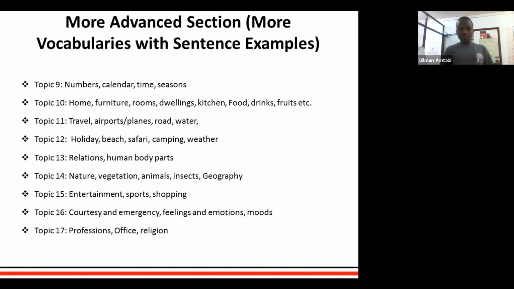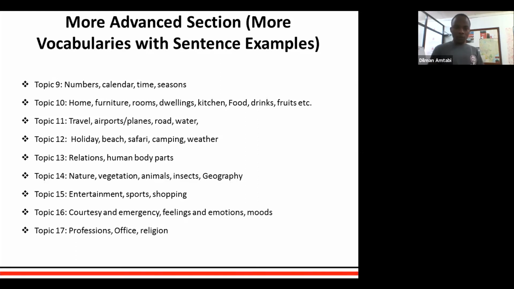The second part, as I said before, will be a bit more advanced, and this one will entail the vocabularies together with the sentence examples. So here we look at the numbers, the calendar, for example, the years, the number of the days, and all that, the time, seasons. And then next we have the home, furniture, rooms, dwellings, kitchen, food, drinks, fruits. Next you have the travel, airports, planes, road, water.